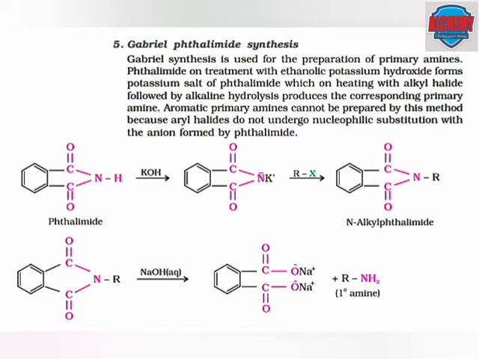The next method for preparation of amines is Gabriel phthalamide synthesis. This synthesis is used for the preparation of primary amines. The phthalamide on treatment with ethanolic potassium hydroxide forms potassium salt of the phthalamide, which on heating with alkyl halide followed by alkaline hydrolysis produces the corresponding primary amine. Aromatic primary amines cannot be prepared by this method.